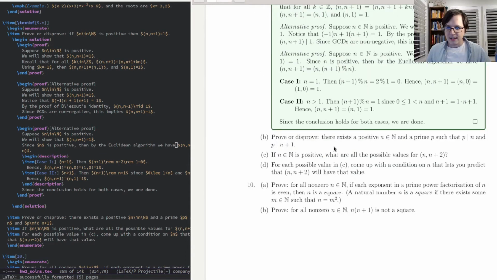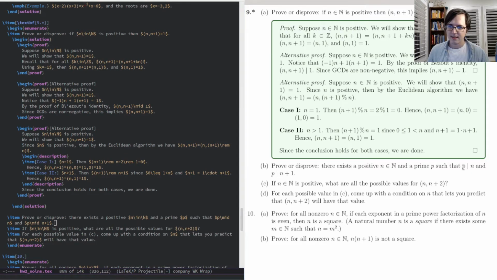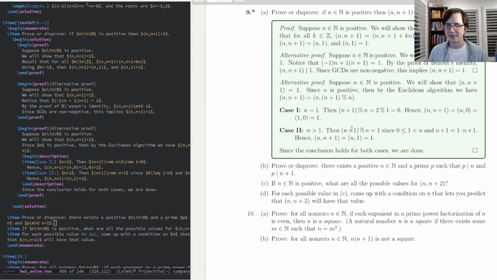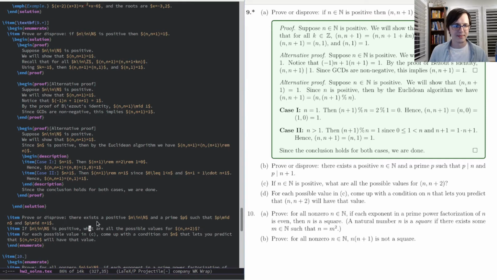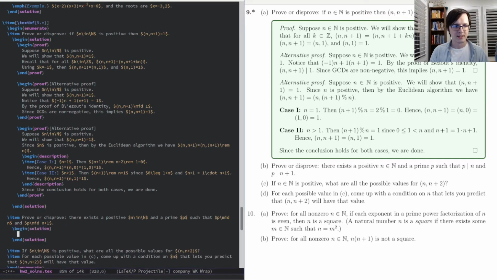Okay, 9b. There exists a positive n and a prime p such that p divides n and p divides n plus 1. Well, that means it's a common factor, right? And the greatest common factor is 1, so p would be 1. But 1's not a prime. So we're going to disprove this.